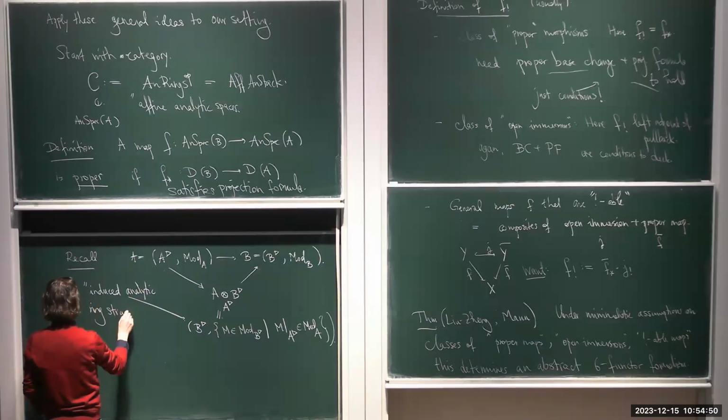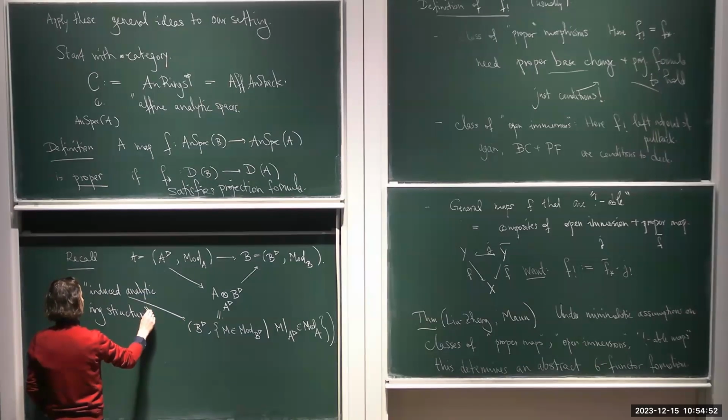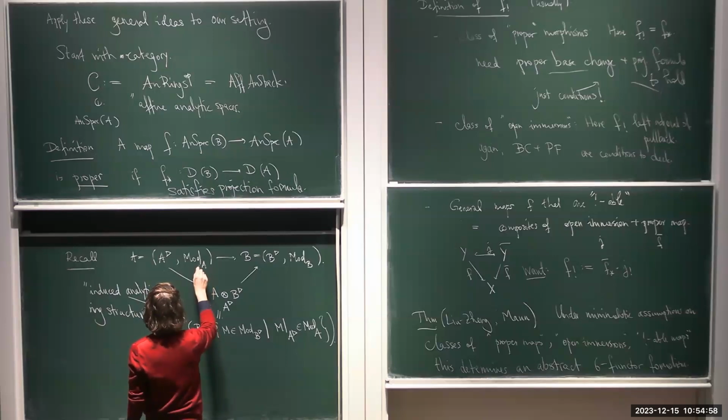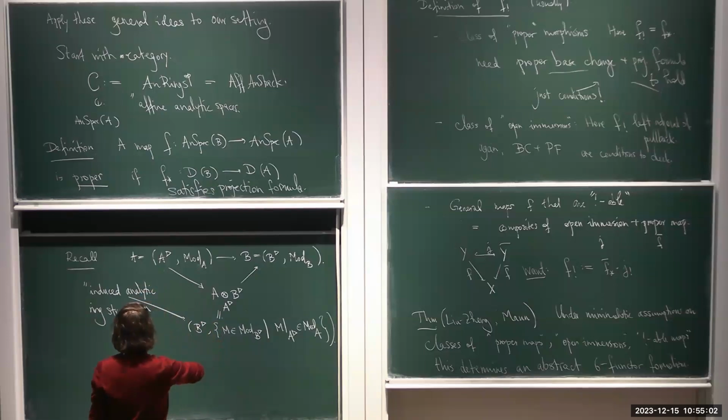So do you implicitly work with animated rings and take modules over pi 0 as the category? Yes. Yeah.